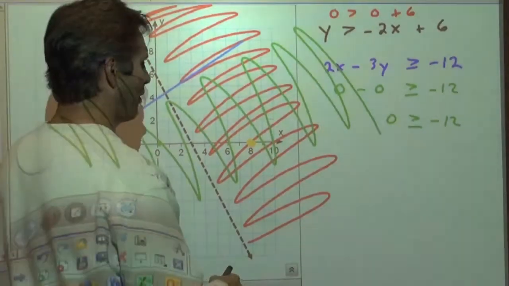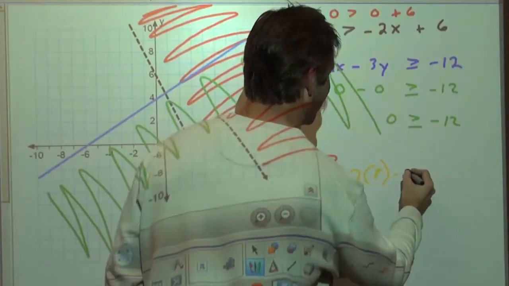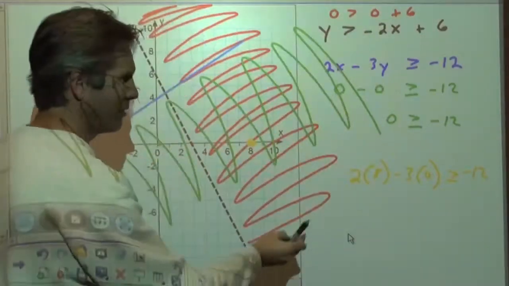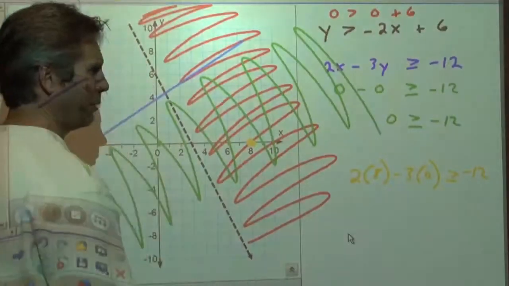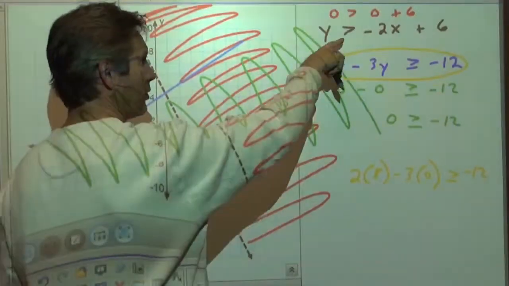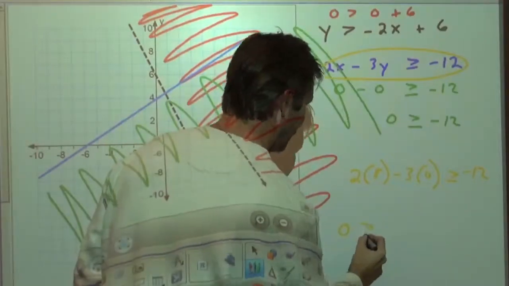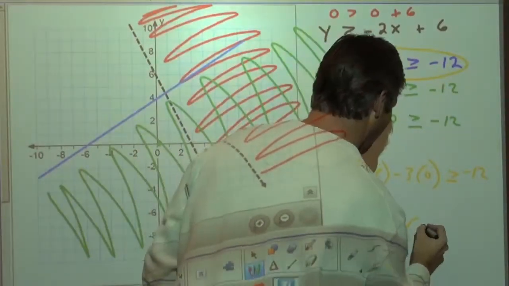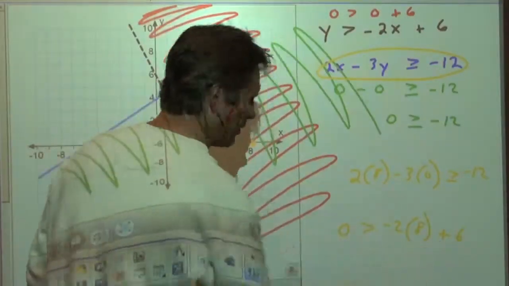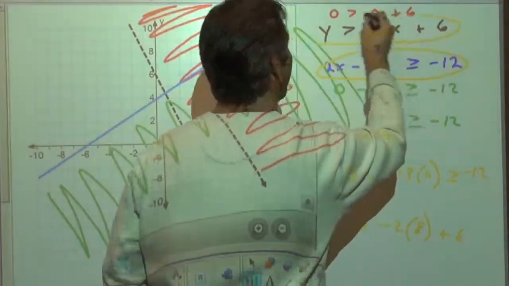If we put 8 in for x and 0 in for y, so 2 times 8 minus 3 times 0 should give us a number that's greater than or equal to -12. 16 minus 0 is greater than or equal to -12, so it's a solution to this inequality. Is it also a solution to this one? If we put the 0 in for the y, 0 is greater than -2 times 8 plus 6. -2 times 8 is -16, plus 6 is -10. 0 is greater than -10. This is also a solution to that inequality.